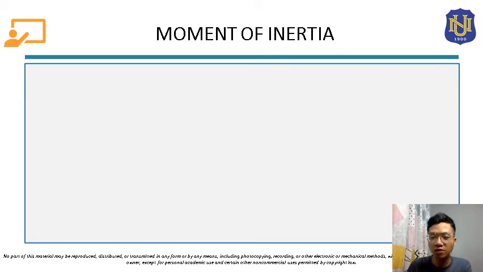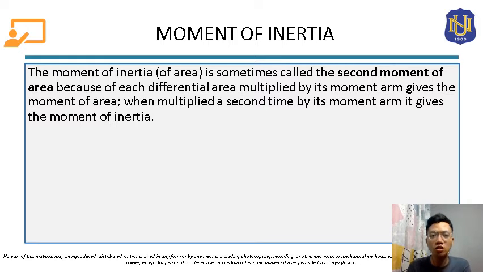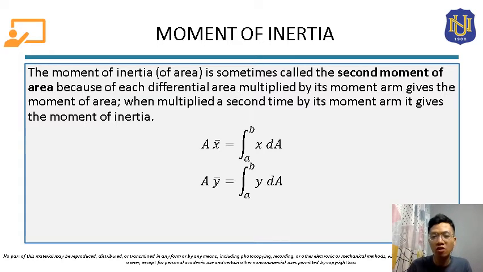Okay, so let's define first what a moment of inertia is. The moment of inertia of an area is sometimes called the second moment of area because each differential area multiplied by its moment arm gives the moment of area. When multiplied a second time by its moment arm, it gives the moment of inertia. As you can recall in our discussion about centroids, these are the formulas that we use in solving for the x and y coordinates of a centroid.